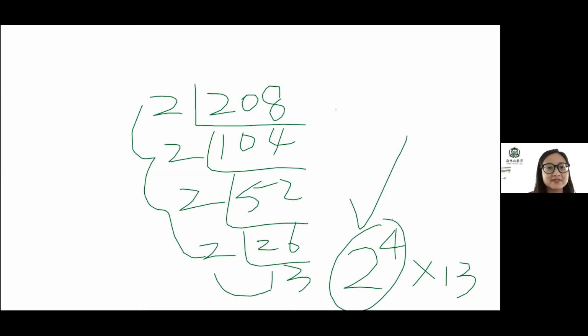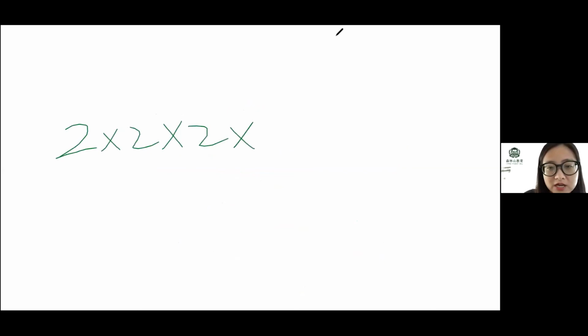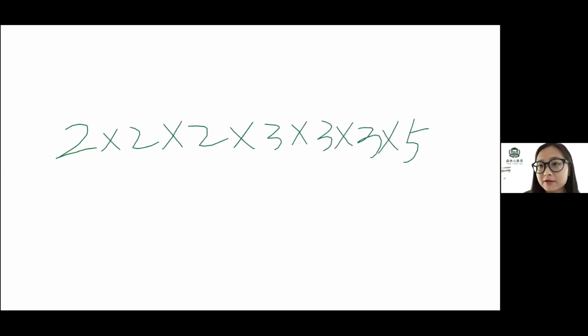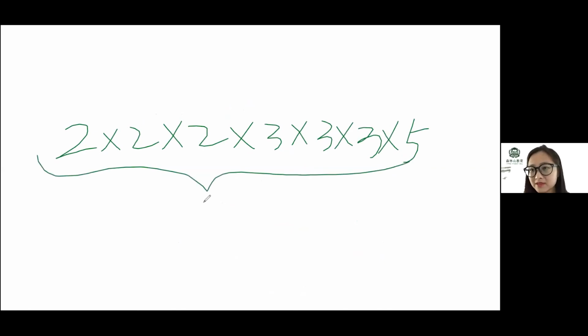Okay, and then I'm going to show another thing. I write something over here, and if you want to annotate on my screen, it's okay. 2 times 2 times 2 times 3 times 3 times 3 times 5. Can you use exponents to simplify all these numbers? If you want to write on my screen, it's okay, because some students couldn't chat it.